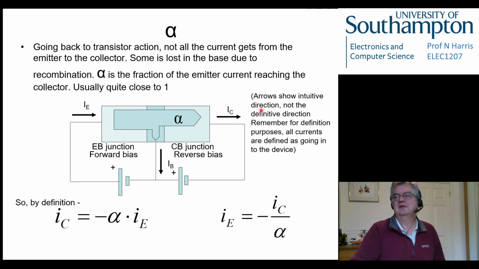If we look at the definitions, we can say that IC is minus alpha IE. It says the arrows here show intuitive direction, not the definitive direction. Remember, for definition purposes, all currents are defined as going into the device, which is why there's a negative sign here. So collector current is equal to alpha times the emitter current. That's all that's saying. And because of the definitions, there's a minus sign, because everything is defined as going in officially. And therefore IE is equal to minus IC over alpha, if we just rearrange that.